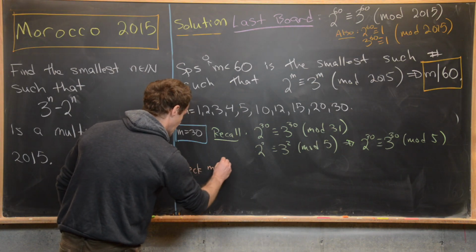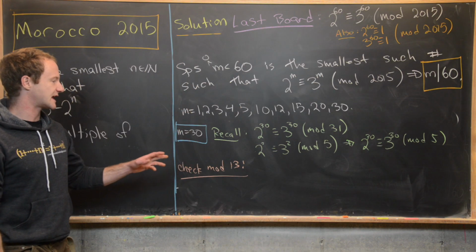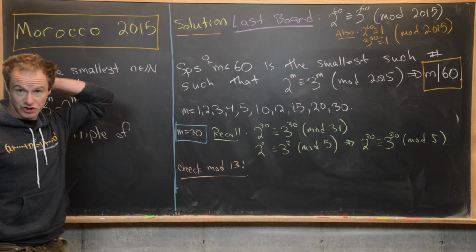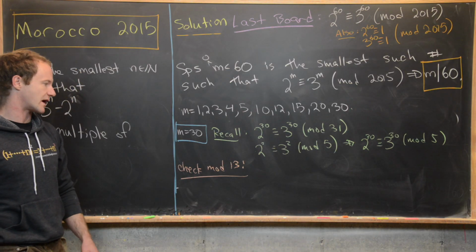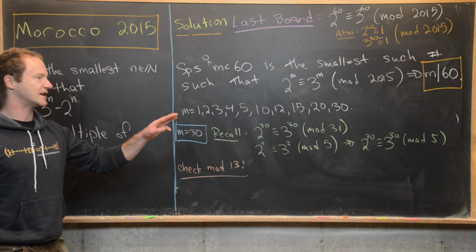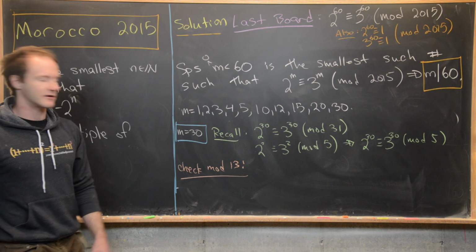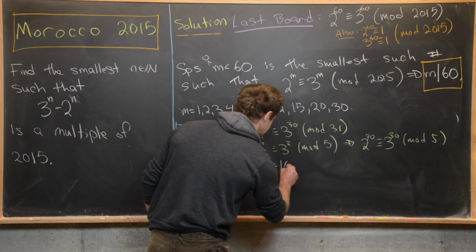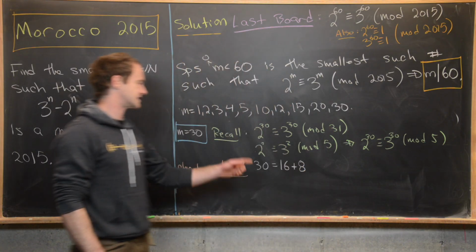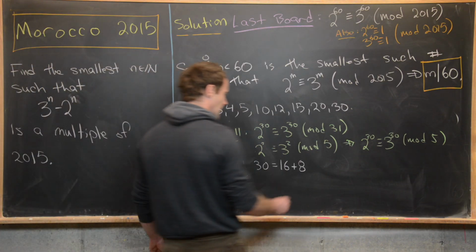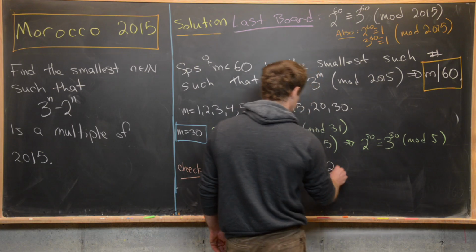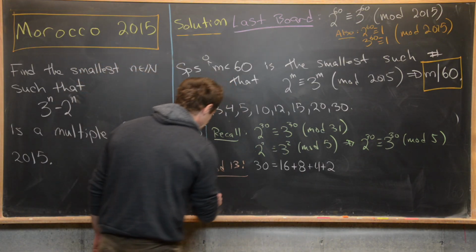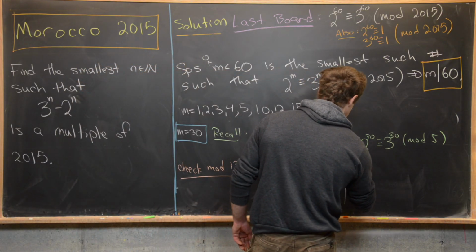So check mod 13. In other words, we want to calculate 2 to the 30 and 3 to the 30 mod 13. And there's actually a trick for doing this. It's called the method of repeated squaring. What it involves is writing 30 in its binary representation, as a sum of powers of 2. So notice we can write 30 as 16 plus 8, which is 24, and then we add 4 and a 2.